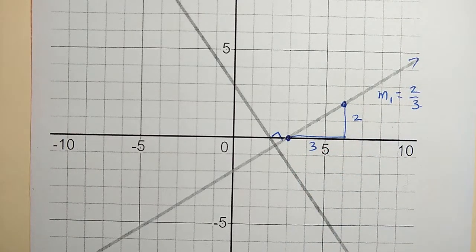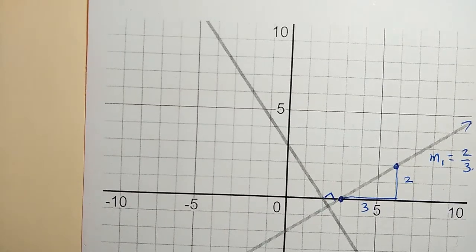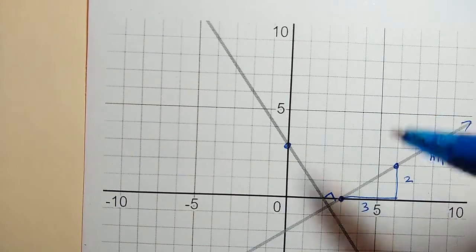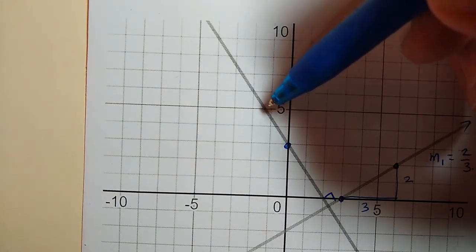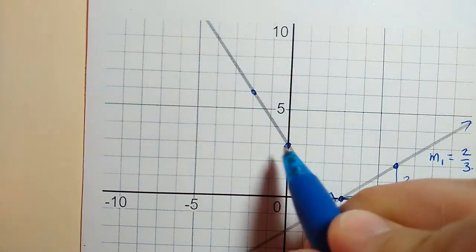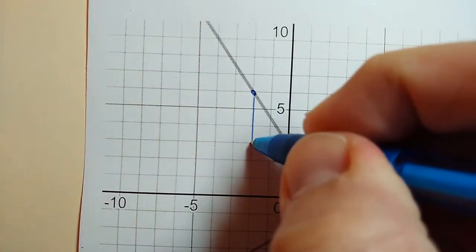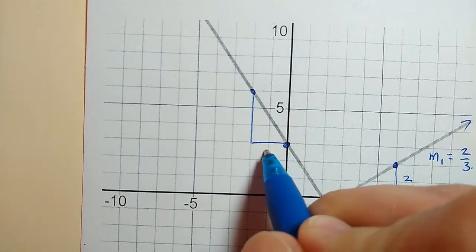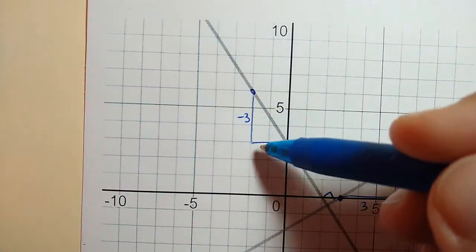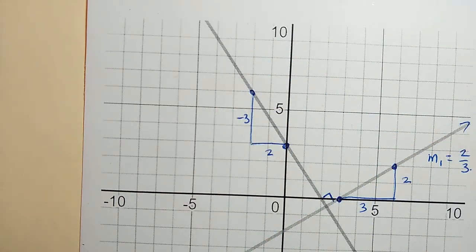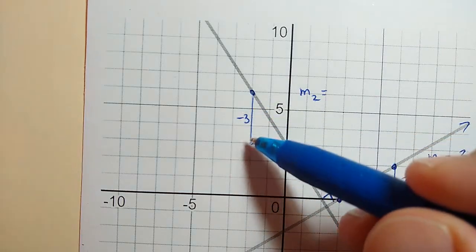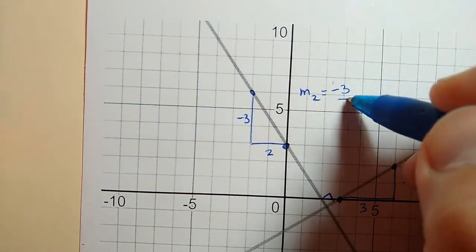That's the fraction. Let's take a look at this other line. We'll call it line number 2. And there's a point I can identify. And maybe I'll follow up this way. Looks like there's another good point right there. Following the rise and the run, well, the run here is 2. The rise, though, is negative 3, going downhill as we go to the right. It does have a negative slope. So M2 is negative 3 over 2.